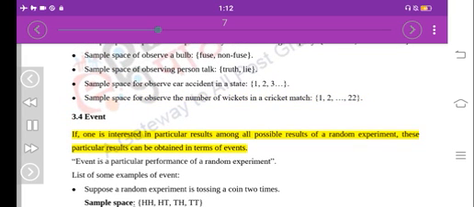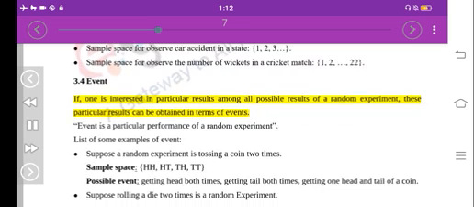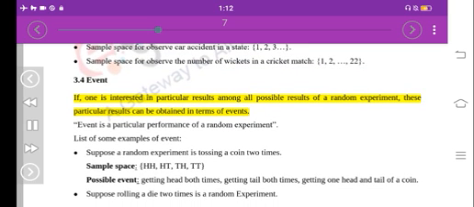3.4 Event. If one is interested in particular results among all possible results of a random experiment, these particular results can be obtained in terms of events. Event is a particular performance of a random experiment. List of some examples of event.